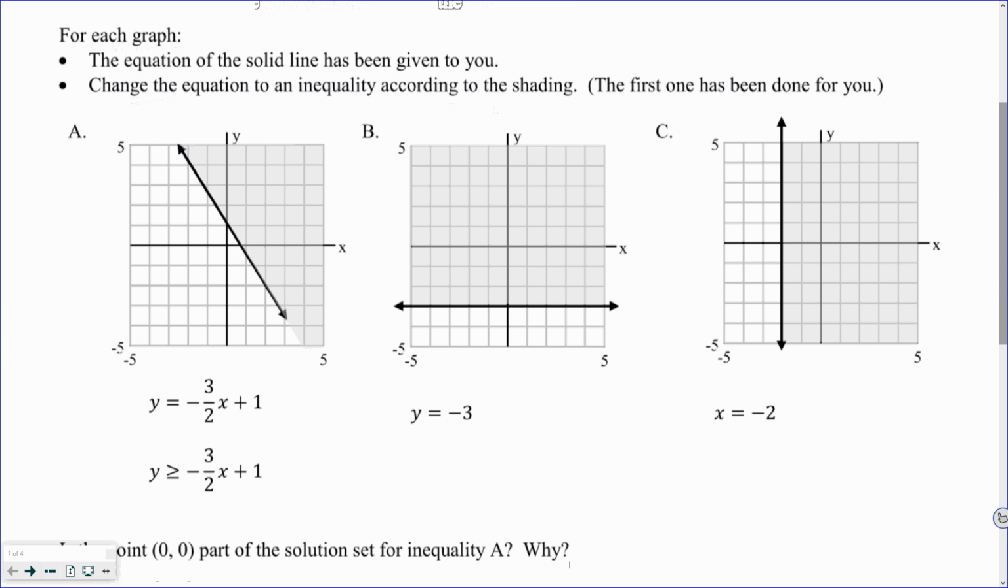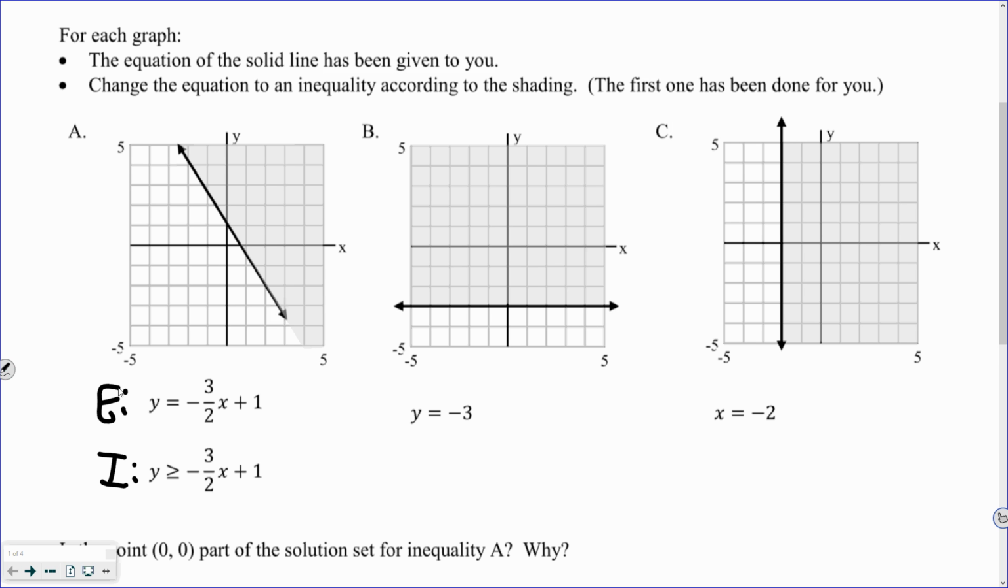Here below we have an equation. The solid line is given to you. Change the equation to an inequality according to the shading. So if you look, here's your equation, and here's your inequality, okay?